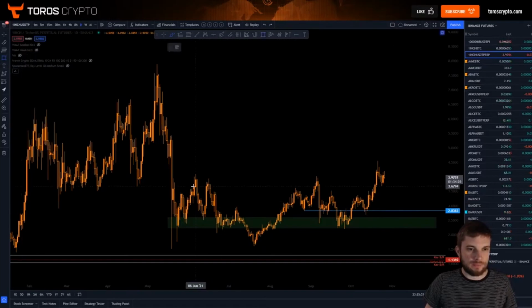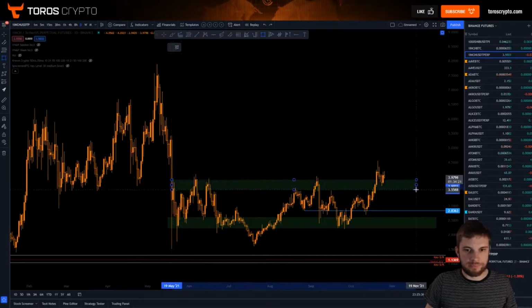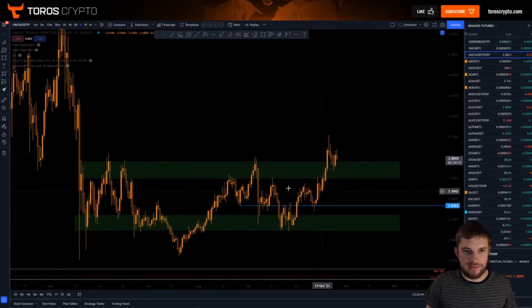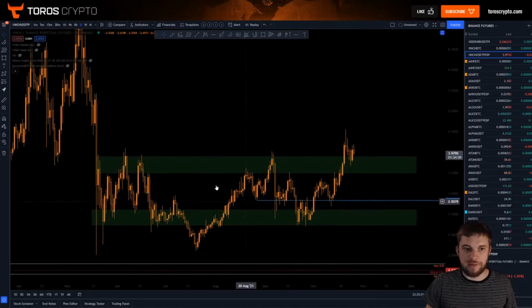So you have your support down here, then you have your resistance within basically this zone here, okay? So they're quite wide zones, okay? It's quite a low liquidity coin, but now you're holding above it, so that's very bullish overall.